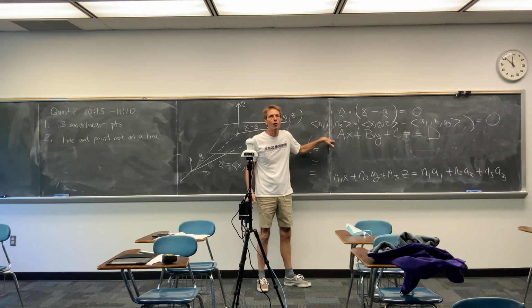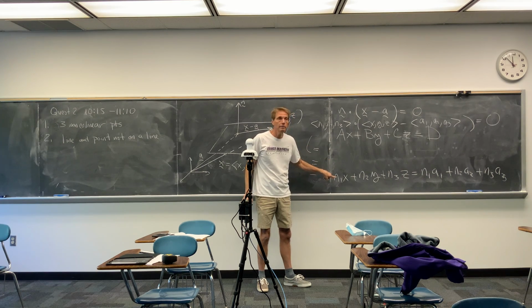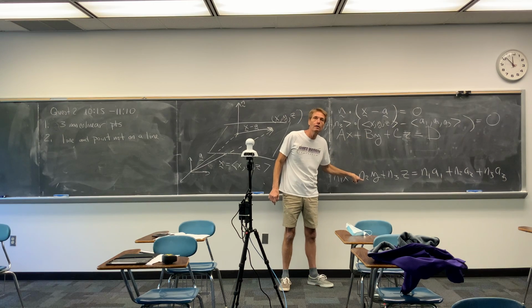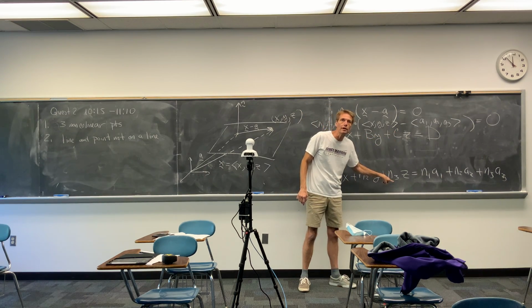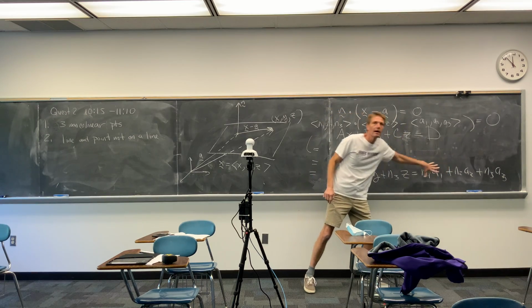Is this not exactly in the Descartes form of a plane? My A would be the N1, my B would be the N2, my C is the N3, and then my D is that.